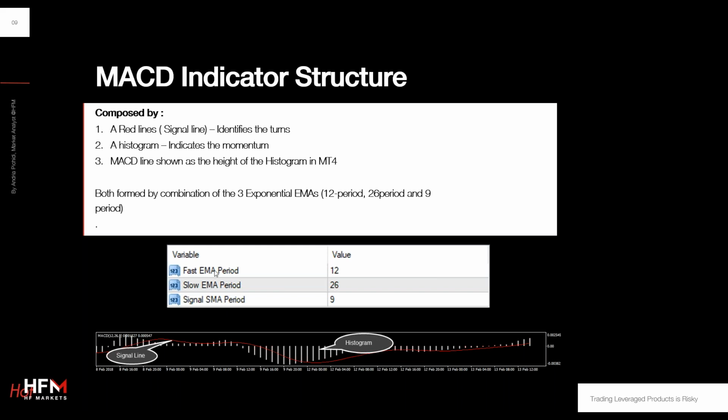The histogram, the histogram lines over here, they don't present direction, but they present momentum. So as we see the histogram increasing to the downside, for example, like this one, it means that sellers are increasing. So there is a lot of selling pressure and increasing selling pressure. If the histogram is above zero and increasing to the upside, then this is when the bulls are in control and then there is an increasing bullish bias.